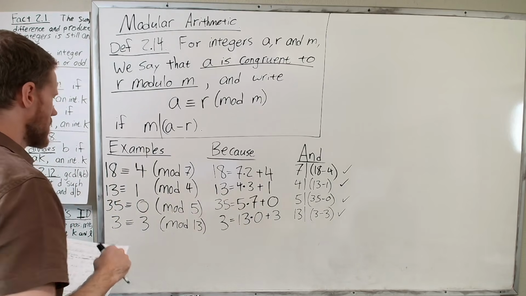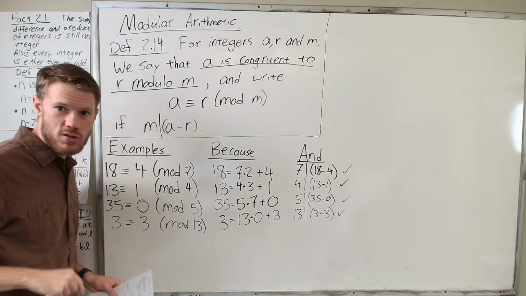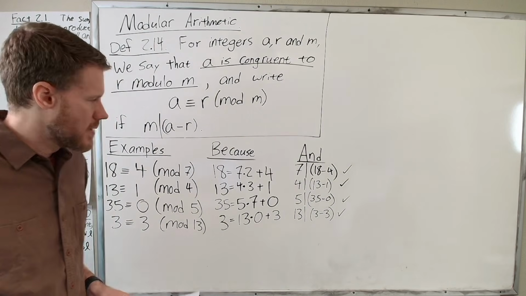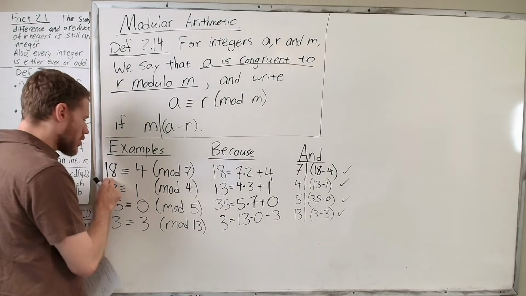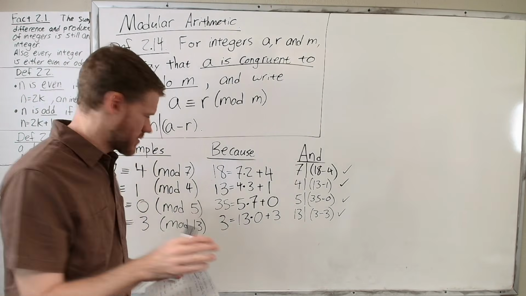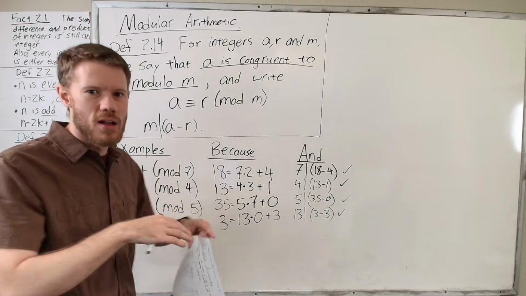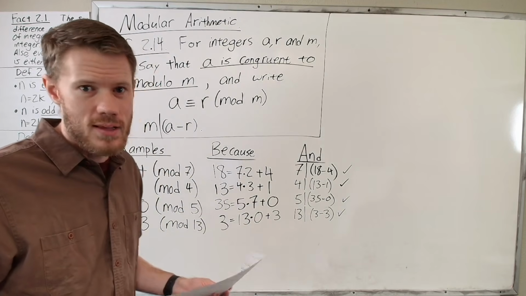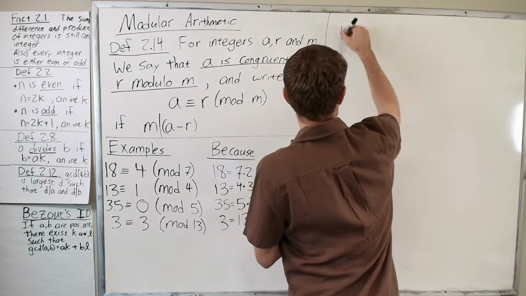Okay, so that is the first way to think about this, is that A is congruent to R mod M if when you take A divided by M, the remainder is R. But that's only half the story, because although things are congruent to the remainder always when dividing by the mod, the definition is actually more general. So let me write over here.